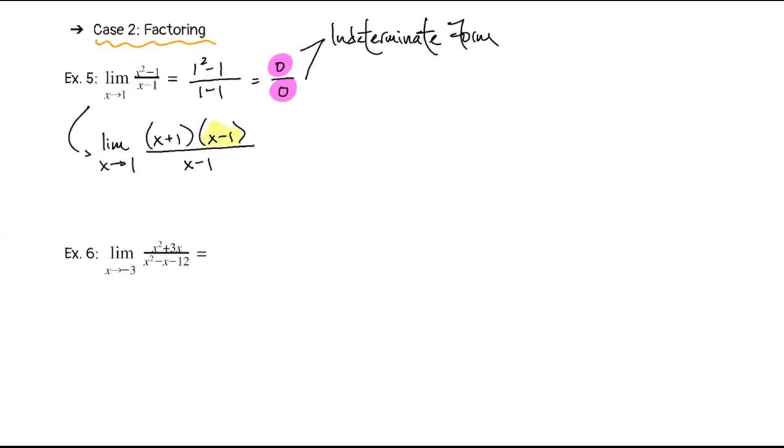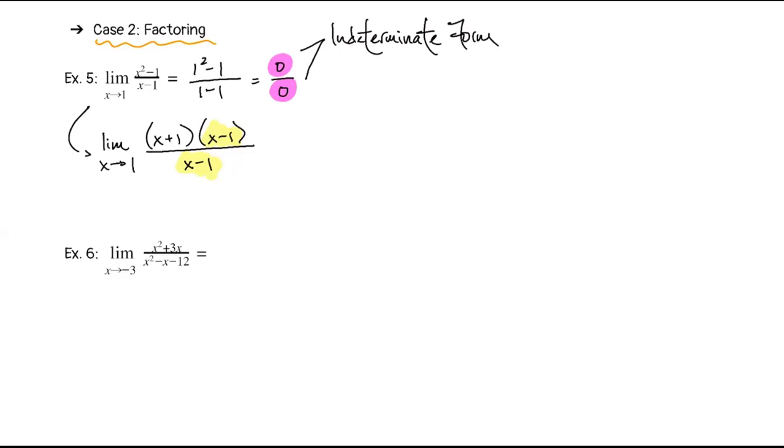I have one of those on the top. I also have one of those on the bottom, okay? Now, in general, if I had a common factor on the top and the bottom, I could go ahead and cancel those, right? So let's say I had 2 divided by 2. Well, that gives me 1, right? I have -5 divided by -5. I get 1.